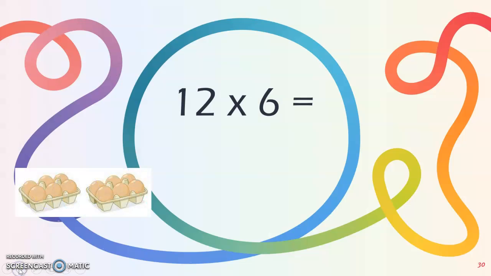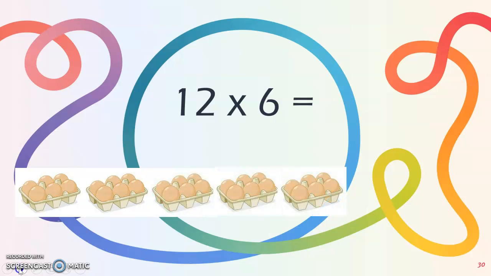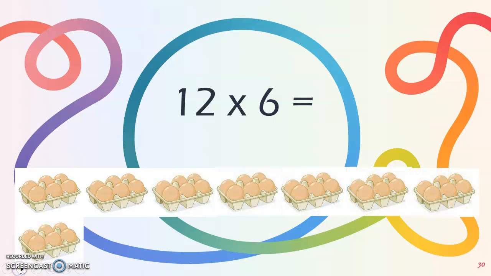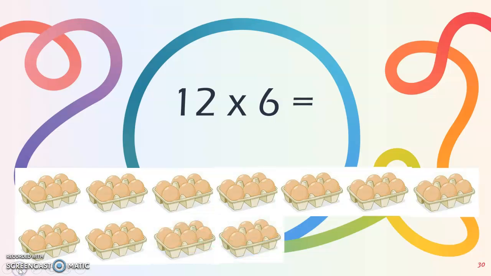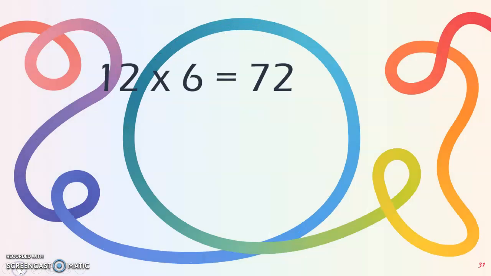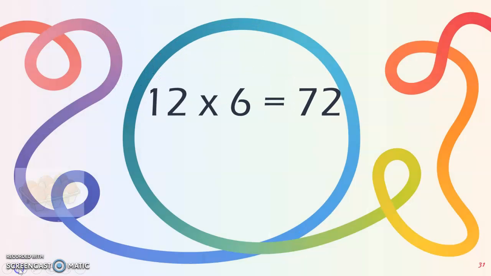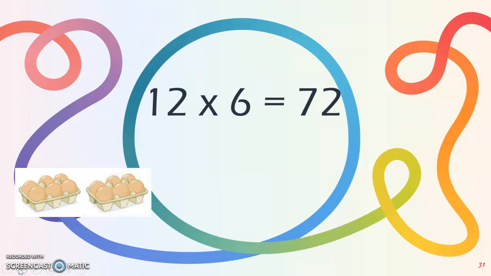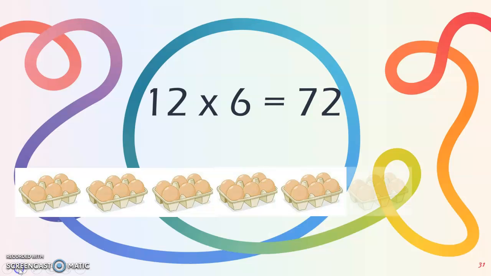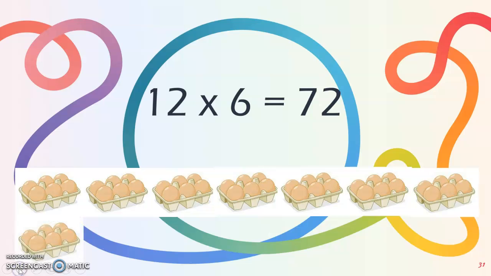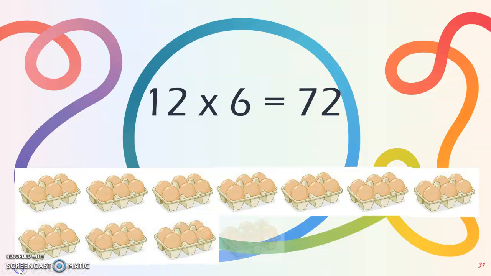Oh, what a long way. 12 boxes this time. What's the answer? 72. Well done. 6, 12, 18, 24, 30, 36, 42. Keep counting until you get to 72.